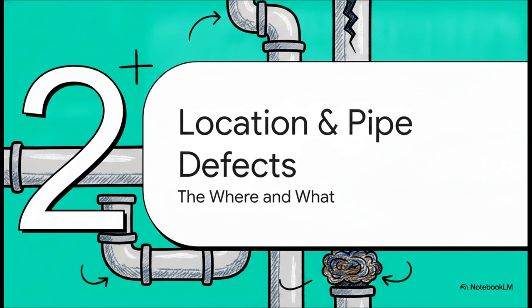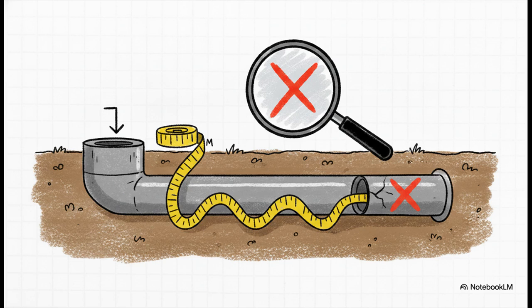Moving on to section 2, location and pipe defects, the where and the what. Okay, so the very first thing you need to identify on your report is the location. Because, well, a defect doesn't really mean much if you don't know where it is under your property. You want to look for a clear start location and a stated distance scale. Usually, you'll see this listed as the distance from cleanout, which is just the access point the plumber used.